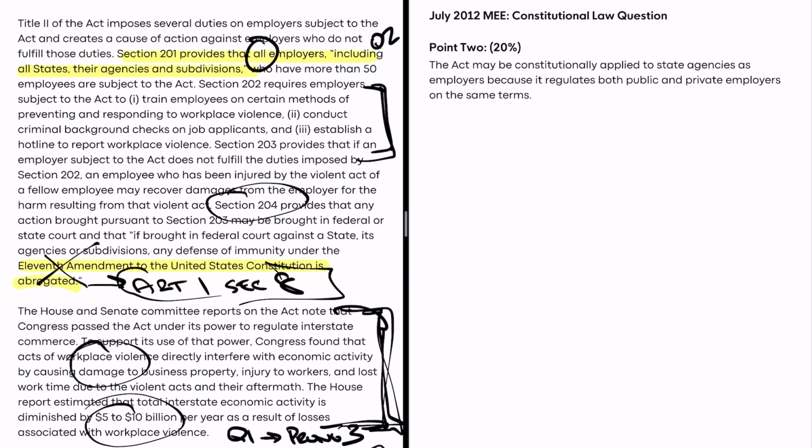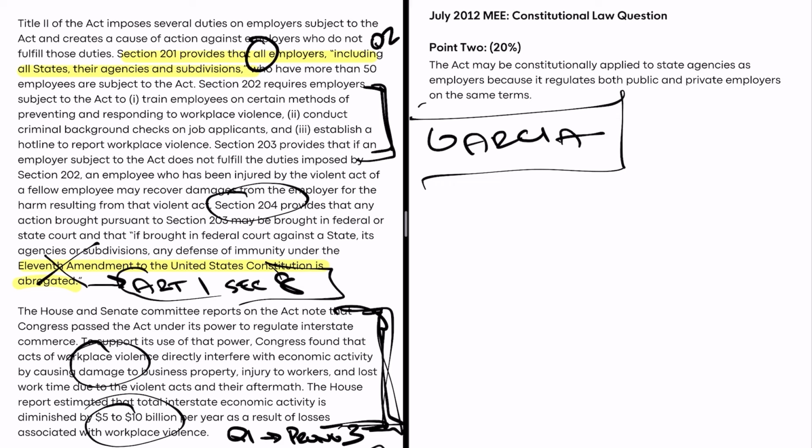That was point number 2. You really just had to know Garcia to know this one, right? Garcia v. San Antonio Metropolitan Transit Authority. That was pretty much exactly what this analysis was, right?